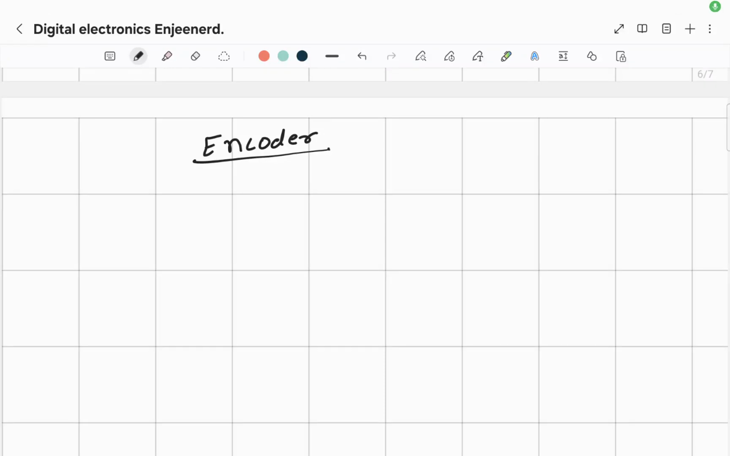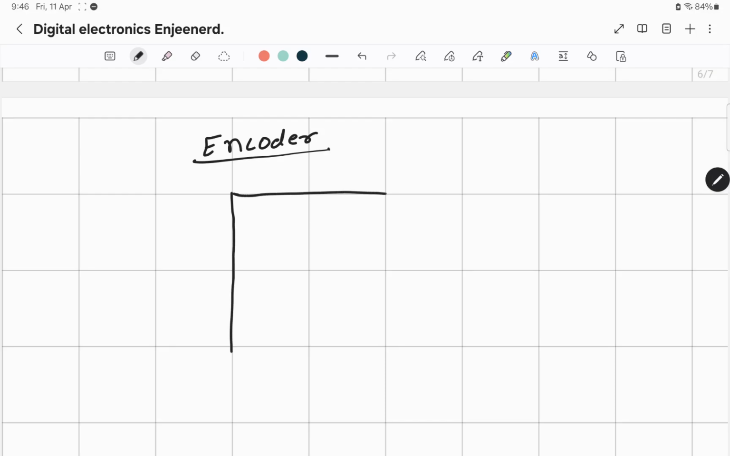Welcome to another video on digital electronics. In this video, we'll be seeing the concept of an encoder. So, an encoder is a combinational circuit that performs basically the reverse operation of a decoder, right? It has a maximum of 2 raised to n input lines and n number of output lines.